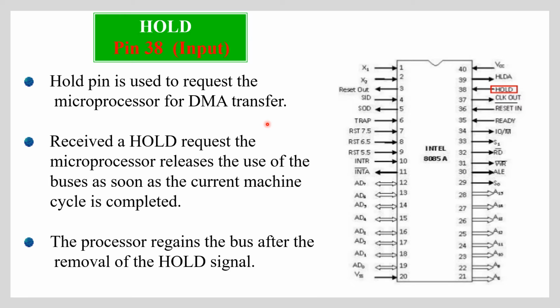Otherwise, input output devices would first inform the CPU, that is the microprocessor, and from the microprocessor it goes to memory. Instead of that, it is directly from input output devices to memory. The hold pin is used to request the microprocessor for DMA transfer.